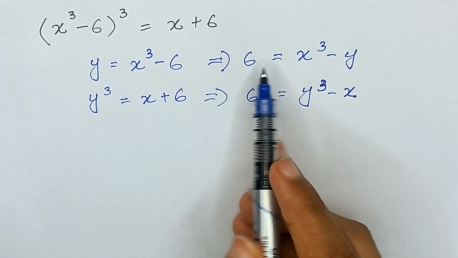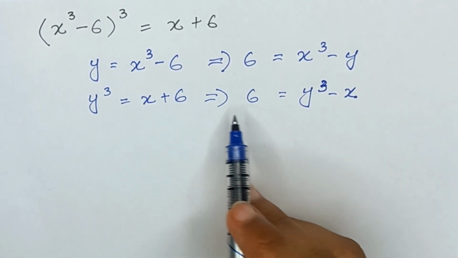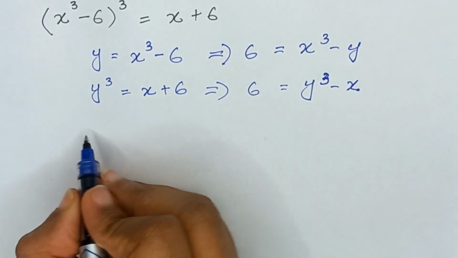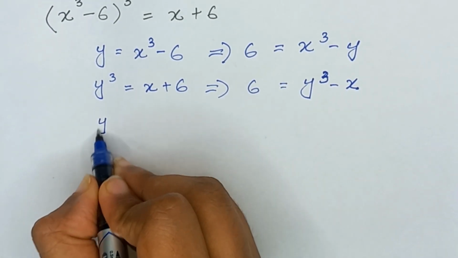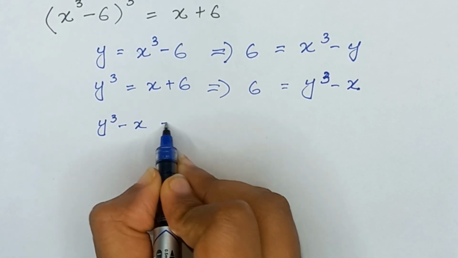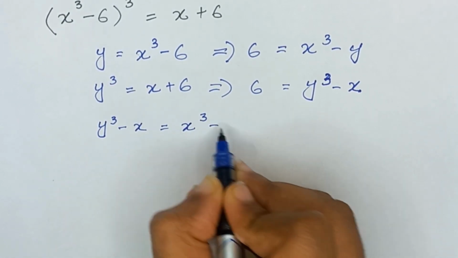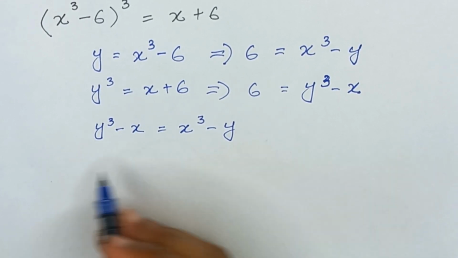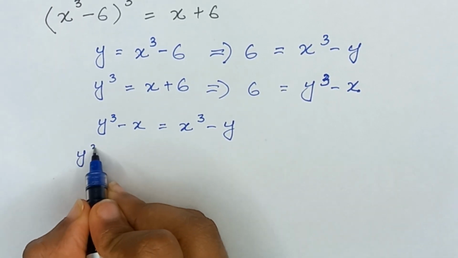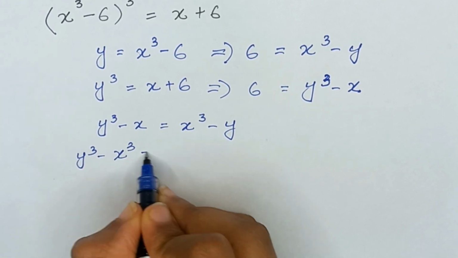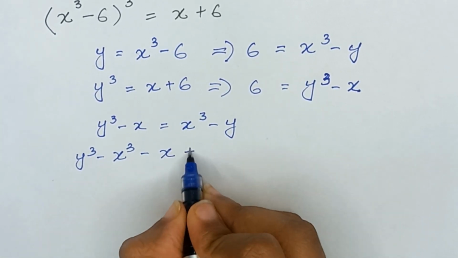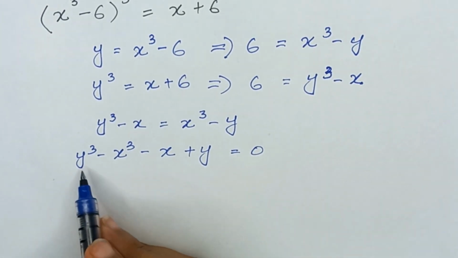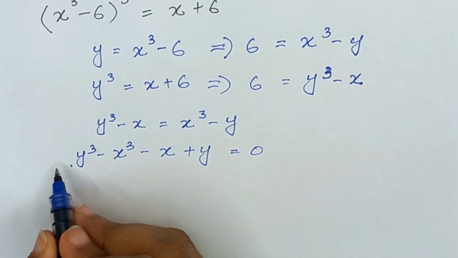So if the left hand sides of these two equations are equal, that means the right hand sides are also equal. So I can write it as y cube minus x is equal to x cube minus y. So I can simplify this equation as y cube minus x cube plus y minus x, and it will be equal to 0. Now you can see that it is the form of an identity, so I will just expand it.